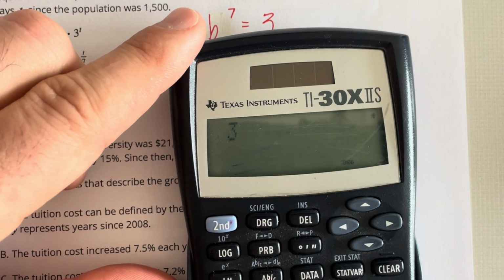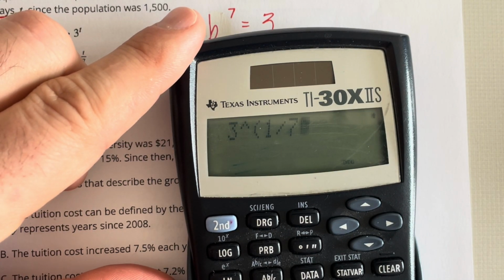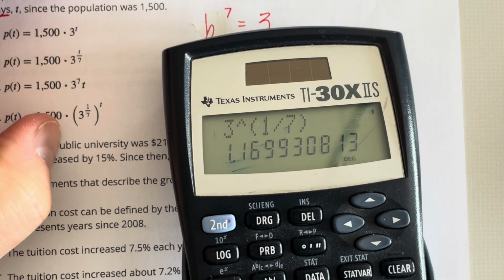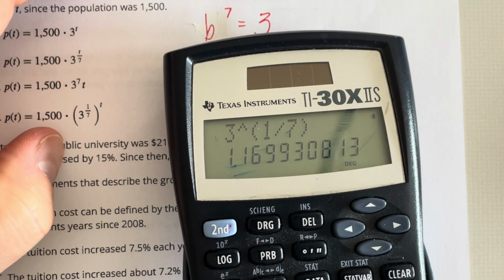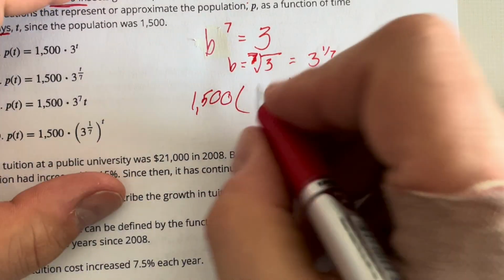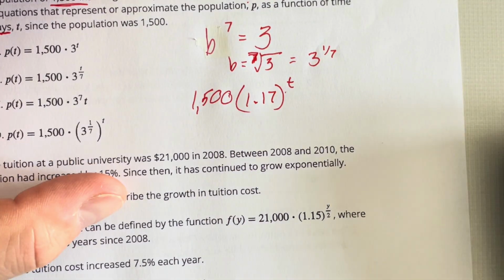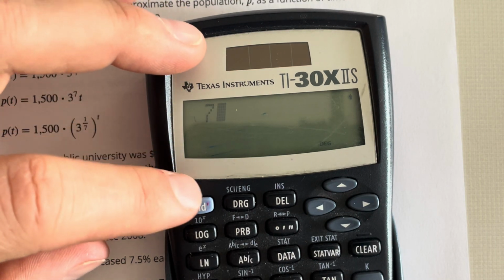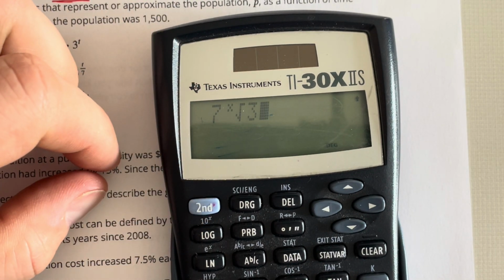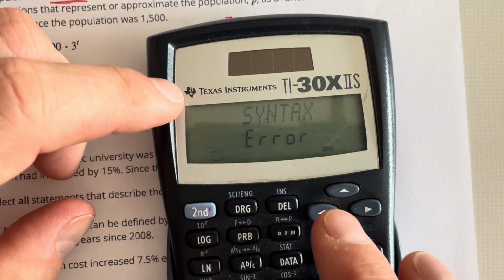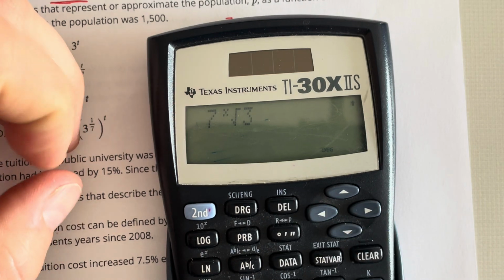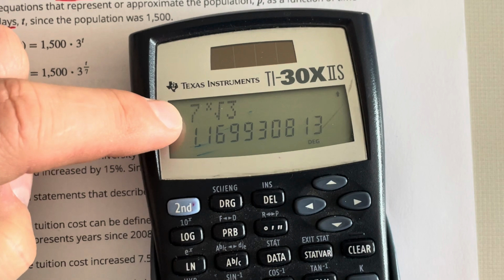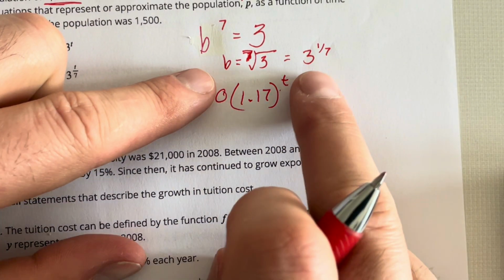So 3 to the power of 1/7, I want you to see that that gives us 1.169. So let's use 1.17. We could also do the 7th root of 3, and I want you to see that we get that same value. Oh, again, I'm rushing. This is what I taught you to do in class. Some of you might find it easier to use powers.